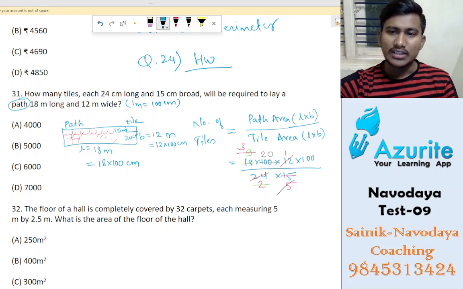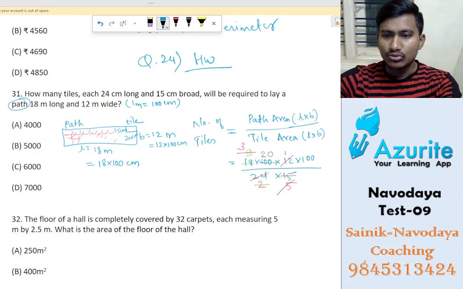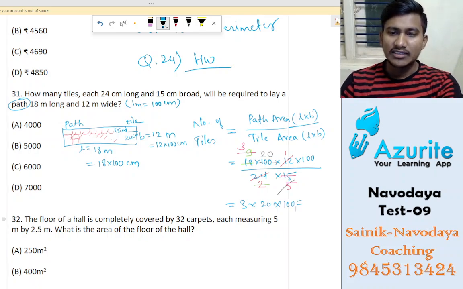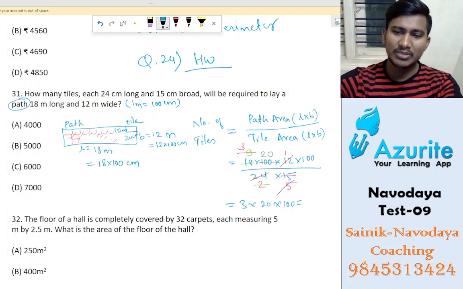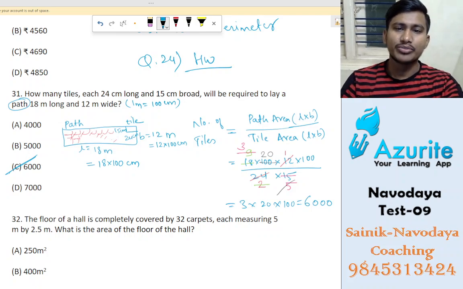So the answer will be remaining, that is how much? So here 3 into 20 into 100 will be how much? 2 threes are 60. 60 into 100 will be 6000. How many tiles will be required? 6000 tiles. Option C.